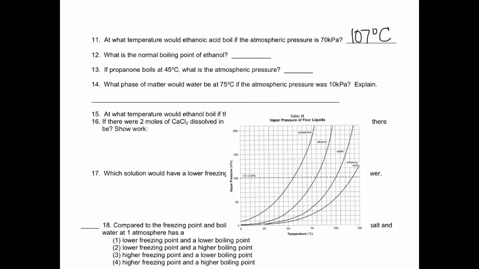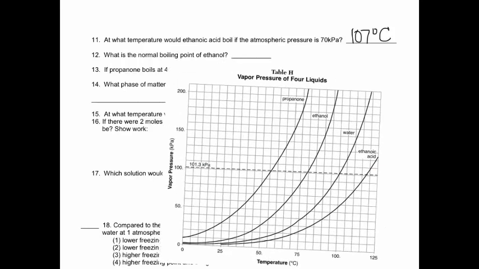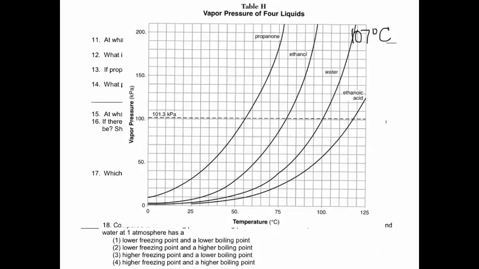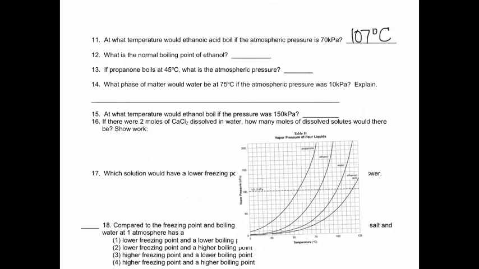Next question, the normal boiling point of ethanol. Normal boiling point is the boiling point at 101.3 kilopascals, or standard pressure. So we're going to follow that over to ethanol and down, and it's just shy of the 80 line, so we would say 79. And again, that was degrees Celsius.